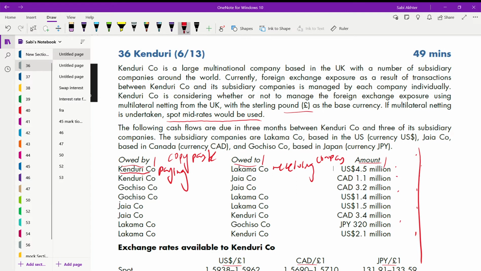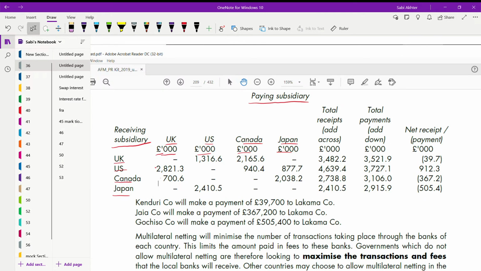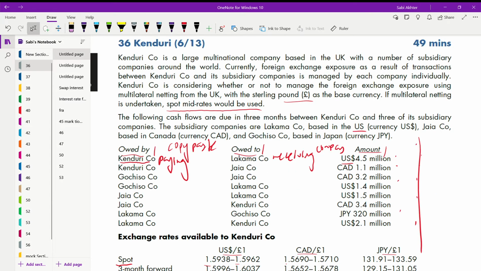US. UK to US. Kenduri is in UK. Lakma is in US, right? Here they have told Lakma is based in US. You have to see where it is based. So when you come here, UK is the one who is paying. So UK is paying to US this amount. And mind you one thing, it's not that every currency you need to change. Sometimes they keep it in terms of pounds, the home country. There you don't have to change. There you keep it as it is. You can copy paste. In this condition, everything needs to be converted. Nothing is in pounds, if you see. Right?